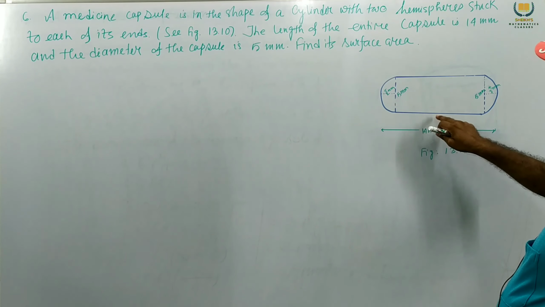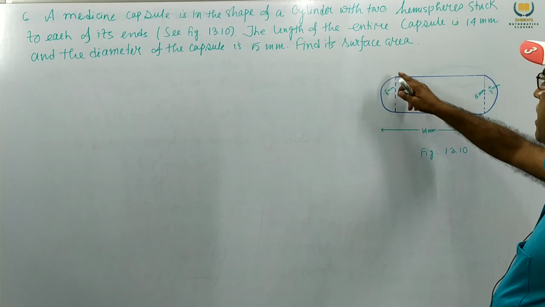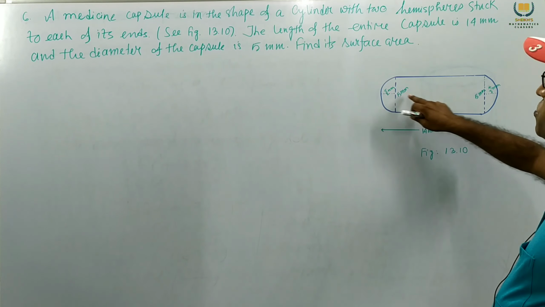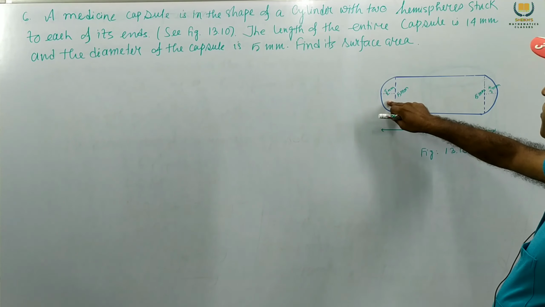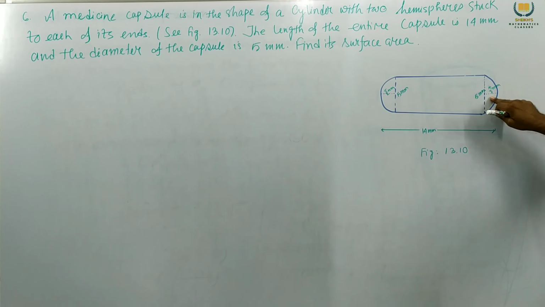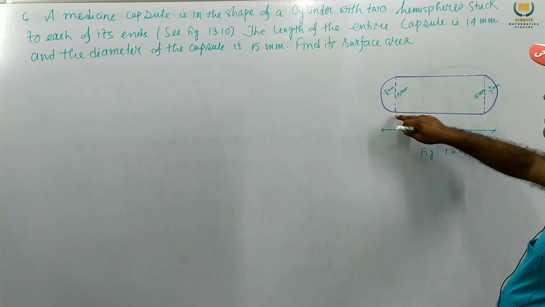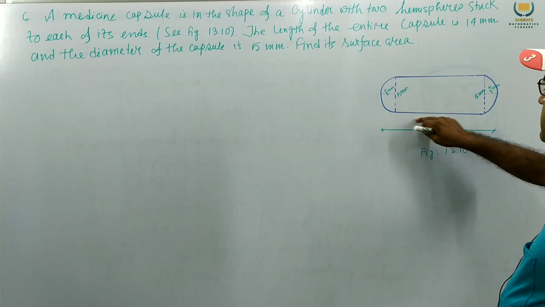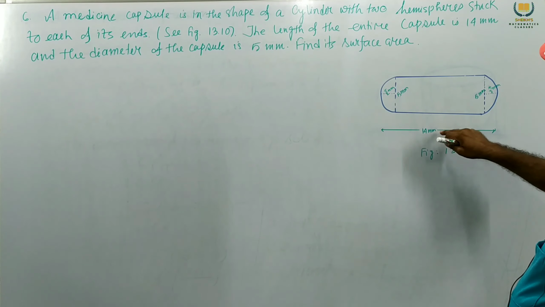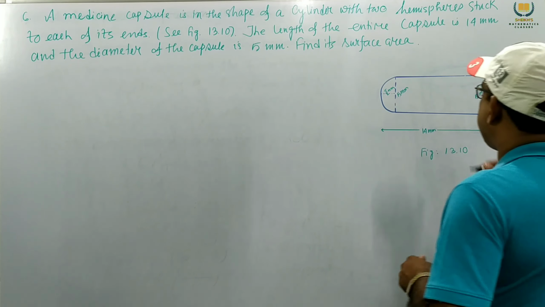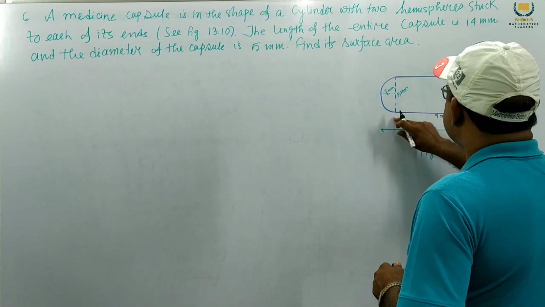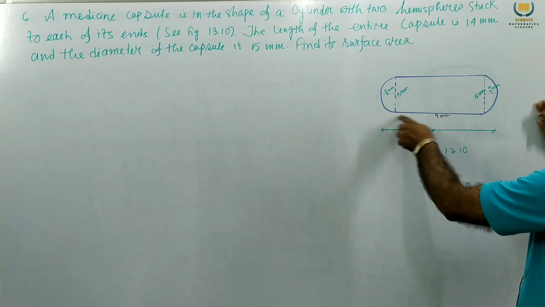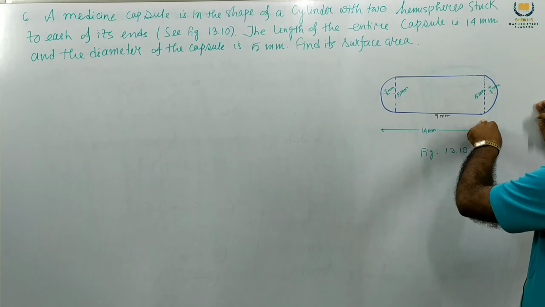Now what is the diameter? The diameter is 5 millimeter, so the radius will be 5 by 2. Here also 5 by 2. So what is the length of this? This length will be 14 minus 5, which is 9 millimeter. This cylindrical part, from this to this, we get 9 millimeter.